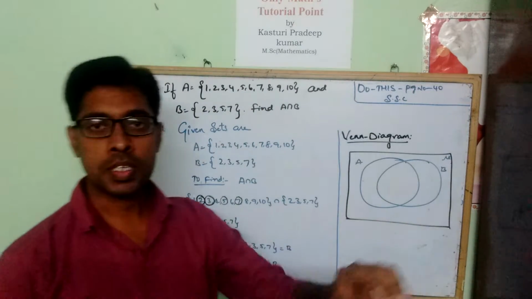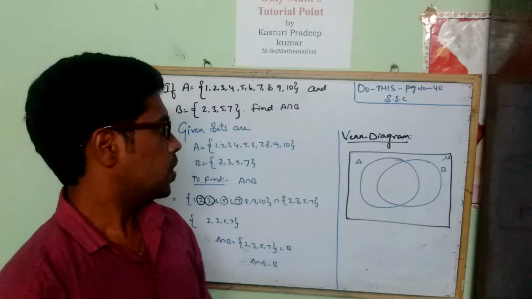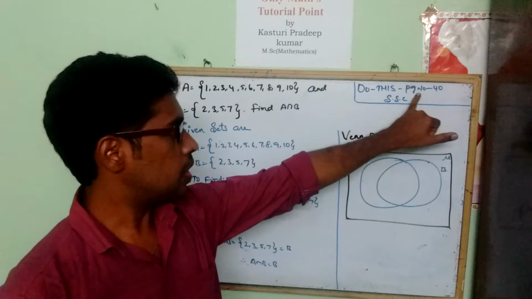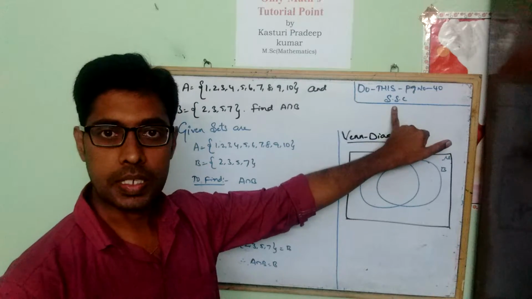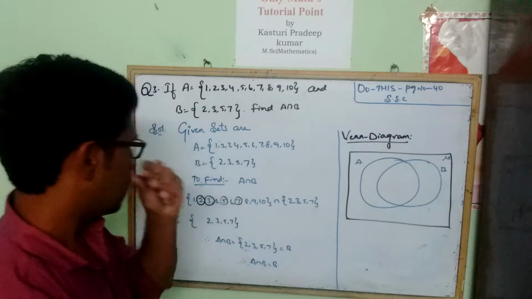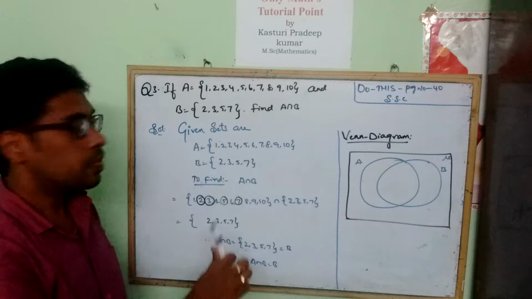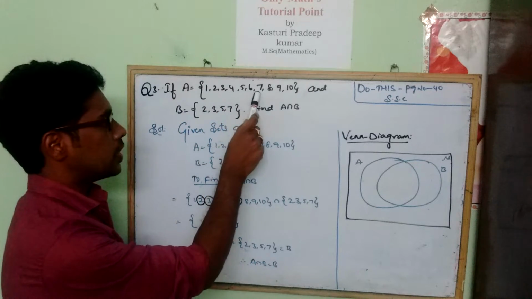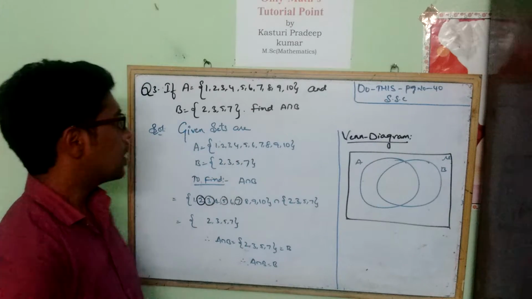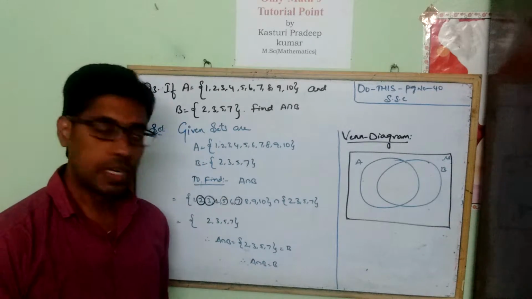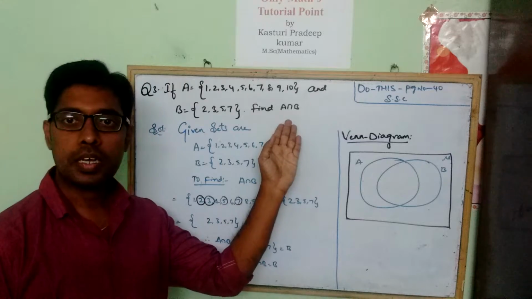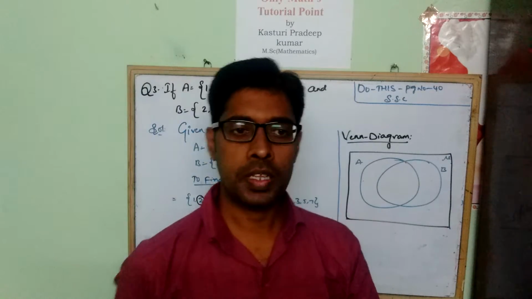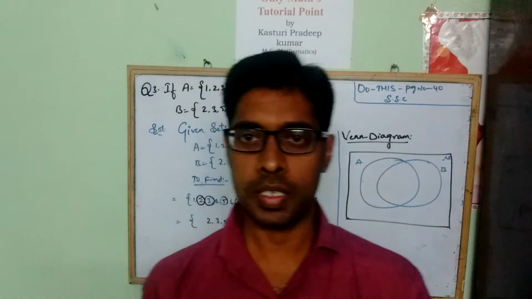Today we are going to discuss the continuation of the previous video, that is do this exercise, page number 40 for SSC class, okay, for class 10th. What is given here? A is the set with elements 1, 2, 3, 4, 5, 6, 7, 8, 9, 10 and set B is 2, 3, 5, 7. They ask you to find A intersection B. Means we have to find what are the common elements in both the sets.